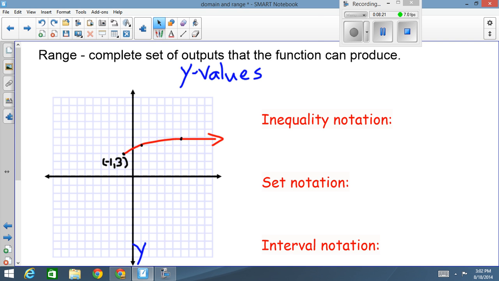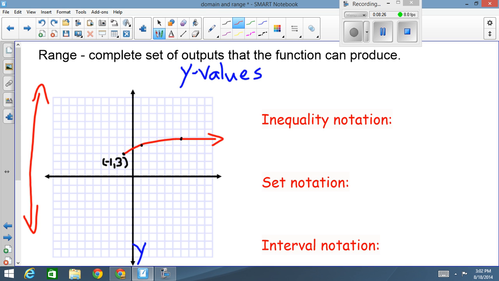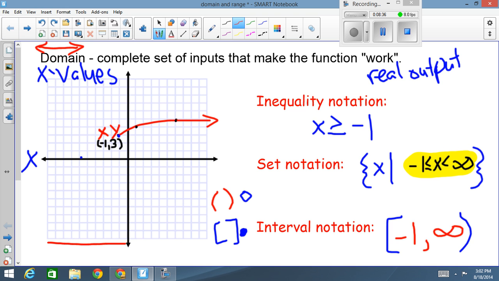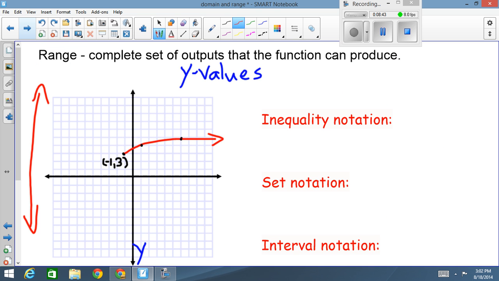So when we talk about the range, we're talking more about the up and down of the graph. How high does it go? How low does it go? Whereas the domain is the left and the right. I don't know if I said that on the previous slide, but your domain is basically left and right. How far to the left does it go? How far to the right does it go? Range is up and down.